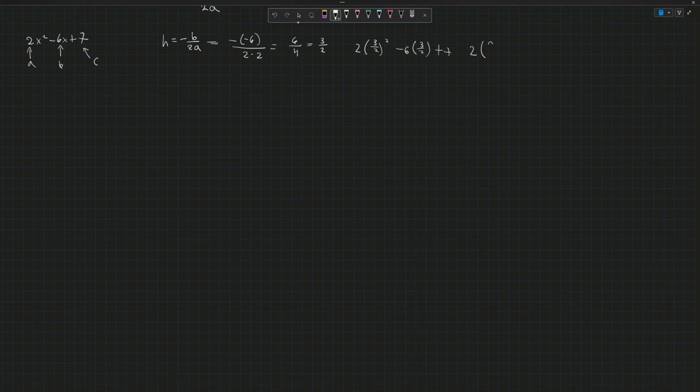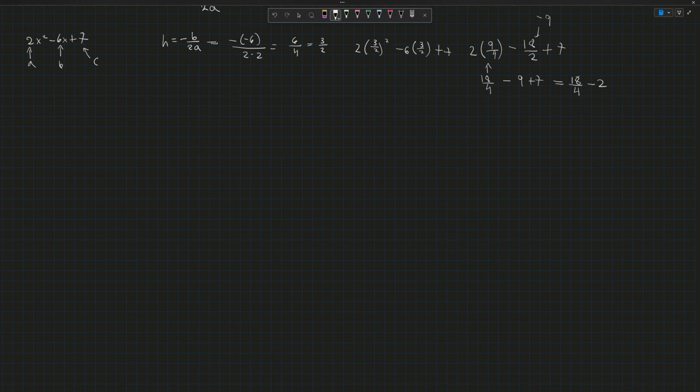Oh, 9 over 4 minus 18 over 2 plus 7. This whole thing just equals negative 9. This whole thing equals 18 over 4. So this will be 9 plus 7, which just equals 18 over 4 minus 2.